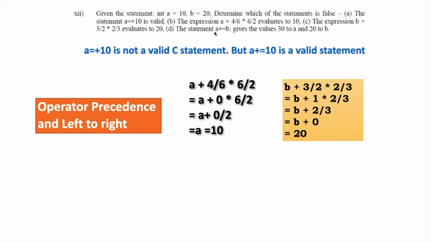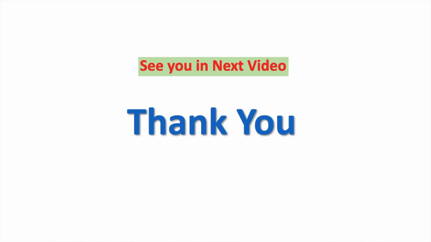Let's see the D. The statement a plus equal to b gives the value 30 to a and 20 to b. a plus equal to b is the same as a equal to a plus b, incrementing a by the amount of b. a is given 10, b is 20. So a becomes 10 plus 20, 30, and b remains 20. So this is true. All others are true except that the statement a equal to plus 10 is valid. This is not valid. So answer will be A. See you in the next video. Thank you.